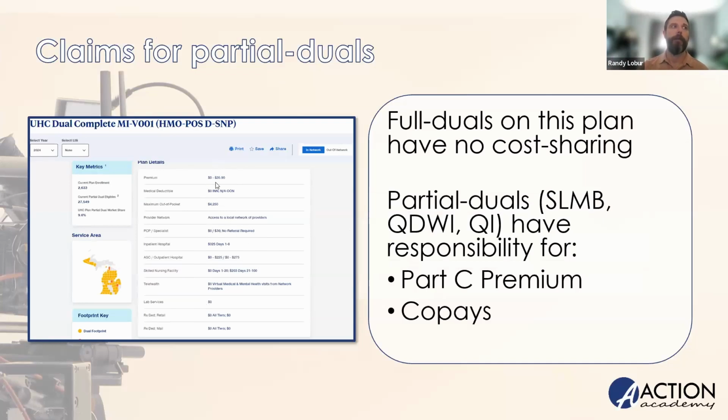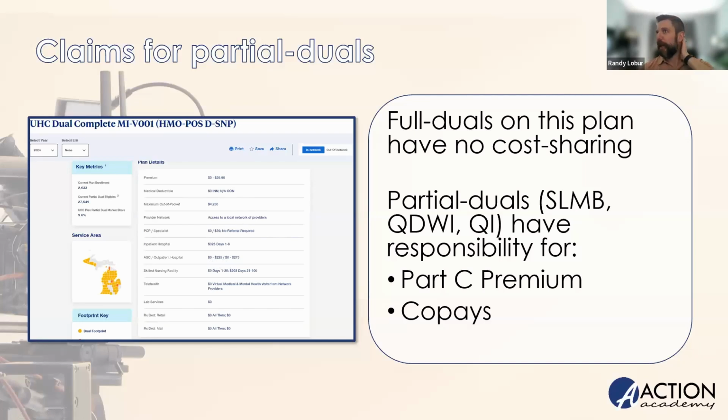So full duals would pay $0 premium on this plan. Your partial duals would have a $35 premium on this particular DSNP. If you look down at other services on this DSNP, your full duals might have a $0 copay for outpatient or ambulatory surgery, while your partial duals might have a $225 copay. So when you're looking at DSNPs, especially ones built for partial duals, and you're like, hey, why isn't everything $0? It's because your partial duals are going to have some out-of-pocket liability here as well.